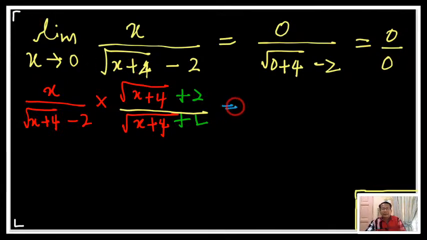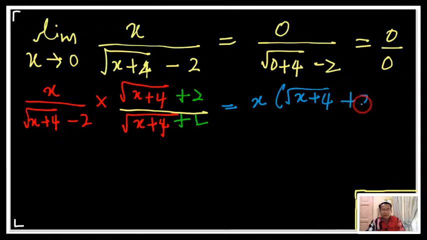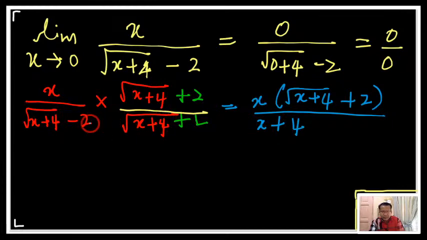So next is, the numerator is easy. x times square root of x plus 4 plus 2. The denominator, okay, this one you don't waste your time. This one is square root of x plus 4, this one is square root of x plus 4, minus and plus. So you just copy what is inside here, x plus 4, just copy. And this one, minus 2 times 2 is 4.